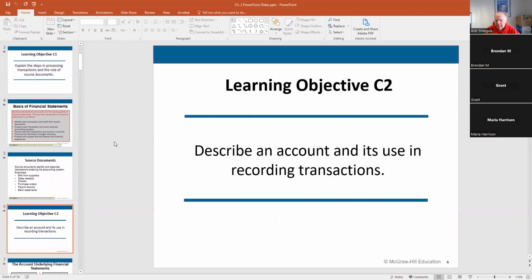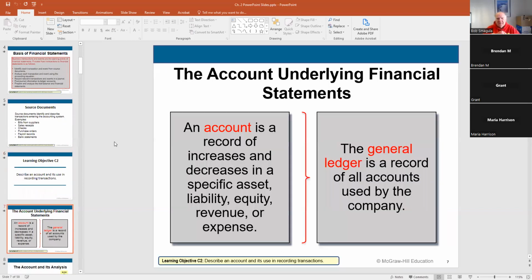Now we're going to get into the guts of the recording. We're going to describe an account and its use. An account is a record of increases and decreases in a specific asset, liability, equity, revenue, or expense. Cash is an account. Accounts receivable is an account. Inventory. Accounts payable, notes payable, equity, retained earnings, sales, phone expense, payroll expense. These are all called accounts.